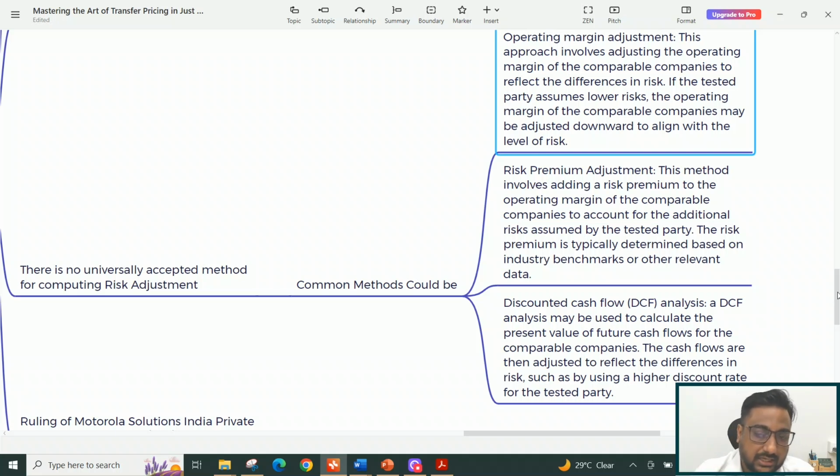Now, the discounted cash flow method analysis. A DCF analysis may be used to calculate the present value of future cash flows for the comparable companies. The cash flows are then adjusted to reflect the differences in risk, such as by using a higher discount rate for the tested party. So this is where you can apply risk adjustment.